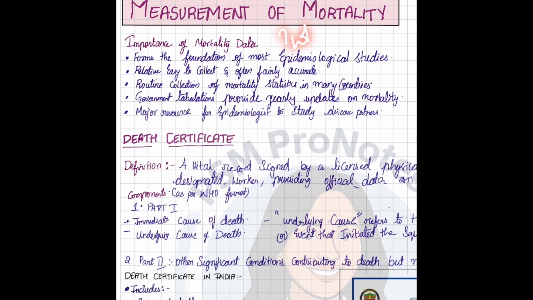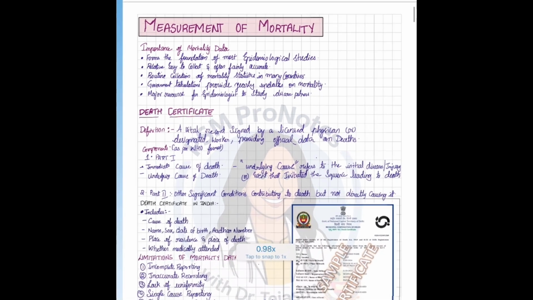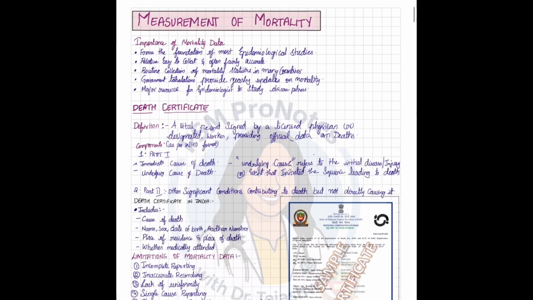Why is mortality data important? Let's start with a simple question. Why do we measure death? Well, think about this. Every time a person dies, it's not just a personal tragedy. It also tells us something about the health of a population. Mortality data helps us understand what people are dying from, who is most at risk, and how that changes over time. It's the foundation of epidemiological studies and health planning.